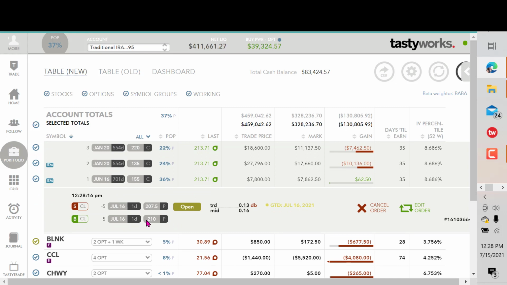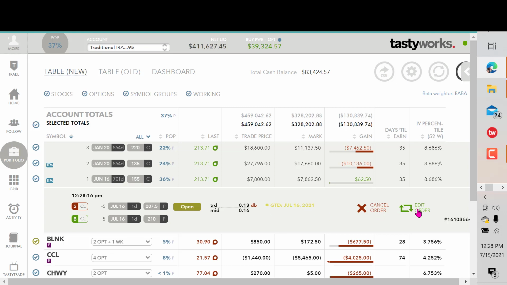So I want to buy back what I sold before. I sold a 210, so I'm going to buy it back. And then I bought a 207.5 insurance, so I'm going to sell that. So I'm going to buy back my obligation and sell the put that I purchased earlier.